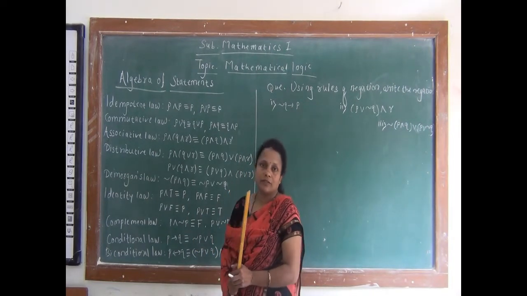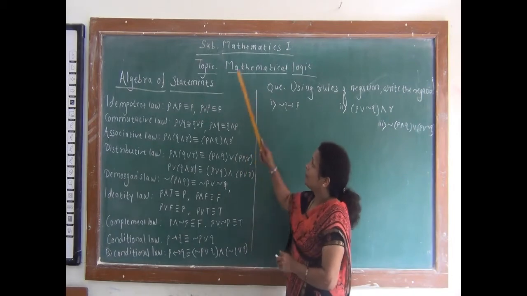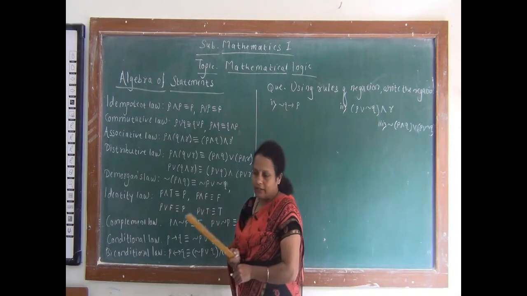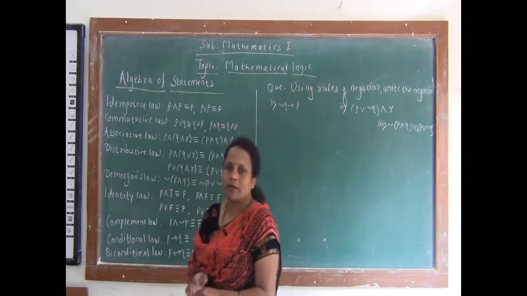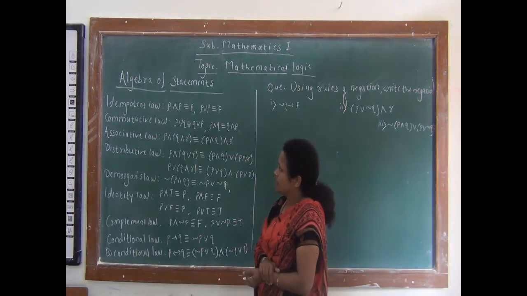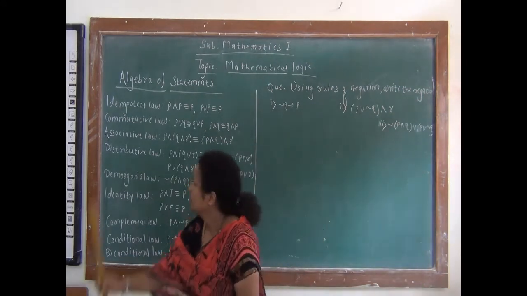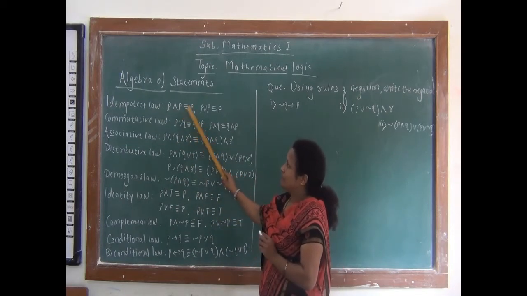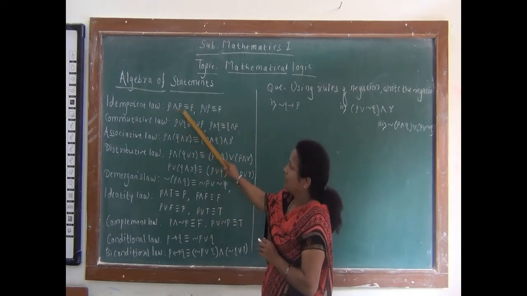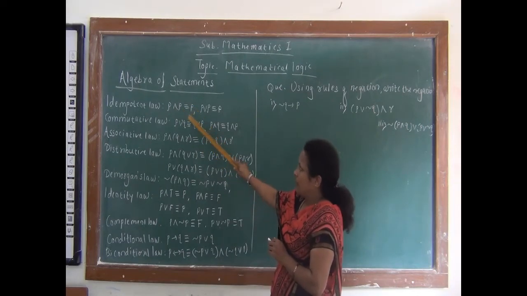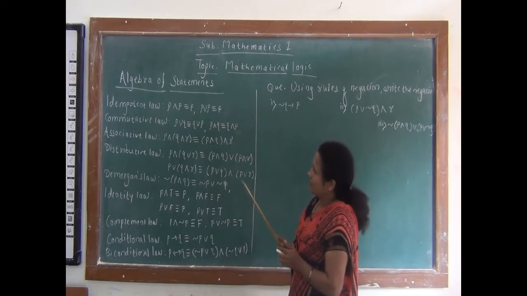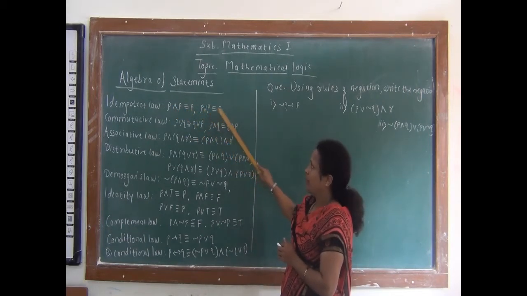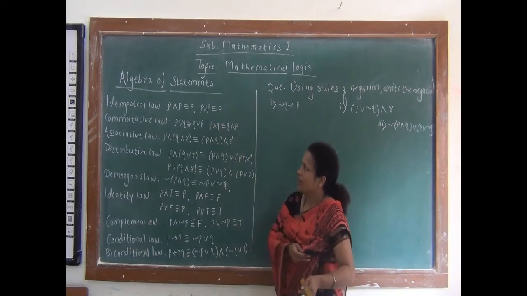So in today's lecture, we see one more article from our topic mathematical logic, which is algebra of statements. In this article, first we have to understand some laws related to our statements. First is idempotent law. By idempotent law we mean there is one and only one statement P, that is P and P equivalent to P, and then the second statement is the dual of the first statement, that is replace this and by or, so P or P equivalent to P. So this is the first law, idempotent law.